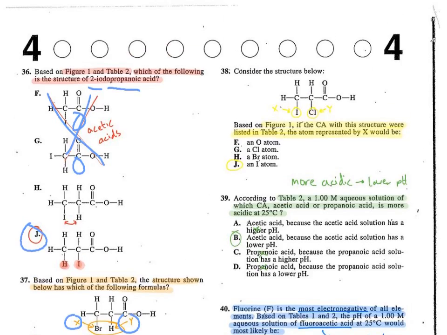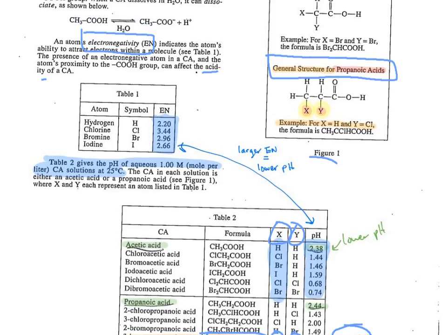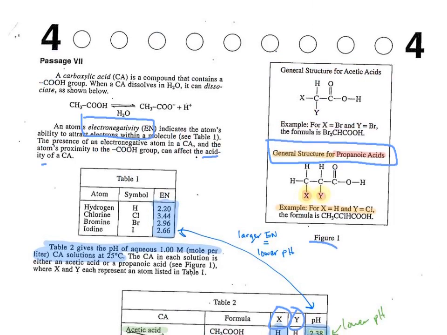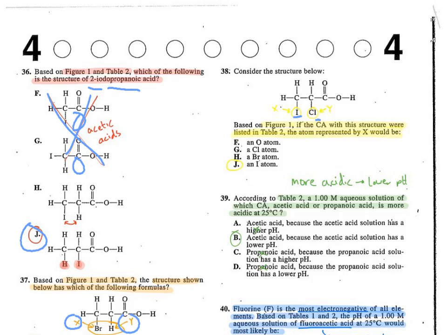For 38, it says consider the structure below. Once again, this is another propanoic acid. Our X is I and our Y is Cl. Based on Figure 1, if the other kind of acid with a structure listed in Table 2, the atom represented by X would be what? Well, X is an iodine atom, and so our answer there would be J.